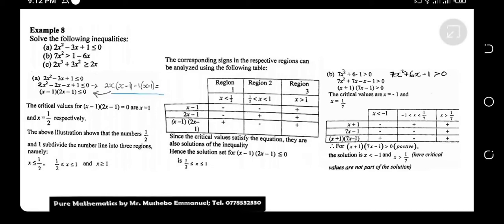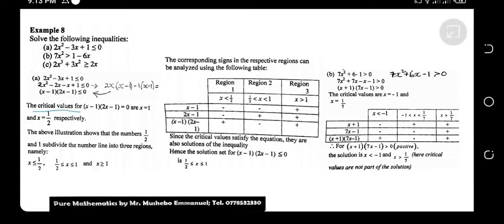Equals less than or equal to 0. Then after that, you combine the two brackets, which is (x - 1)(2x - 1) less than or equal to 0. So what you have done at this part is simply factorization. Now after factorizing, we have expressed everything as factors, so we can get the critical values of x.